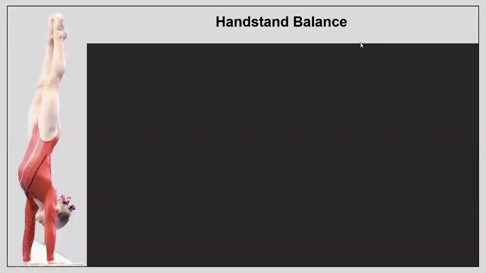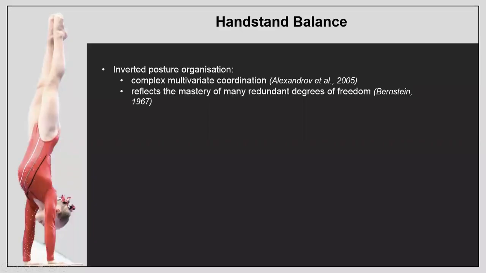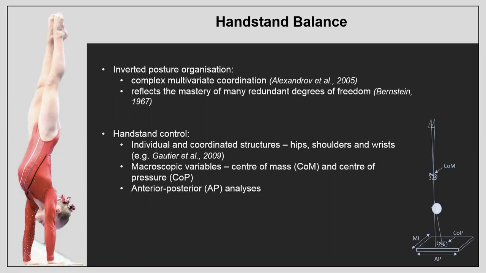So the handstand balance is an inverted posture, which requires coordination of complex joints and segments. And the success of the handstand reflects the mastery of many redundant degrees of freedom. So we know from previous research that individual and control structures are all important to handstand control. But what we have little insight into is the role of the macroscopic variables, so the center of mass and the center of pressure in handstand control.